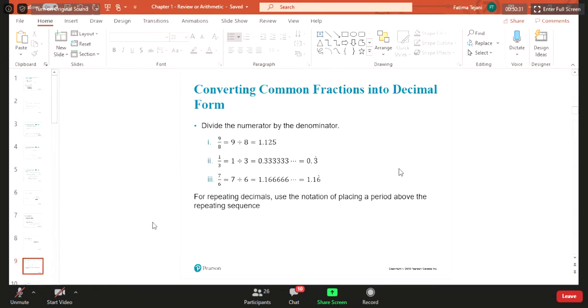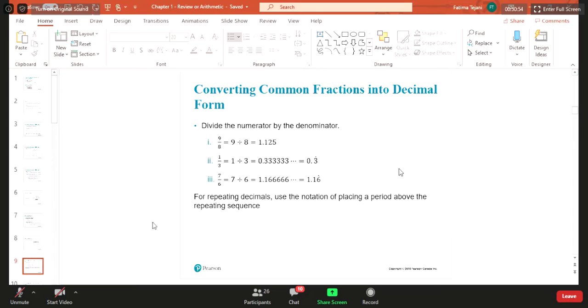Now, converting common fractions into decimal form. We all know this, that we use our calculator and mobile phone calculator to calculate the decimal. So how do you calculate? You convert the common fractions into decimal. So 9 divided by 8 comes to. So divide the numerator by the denominator.